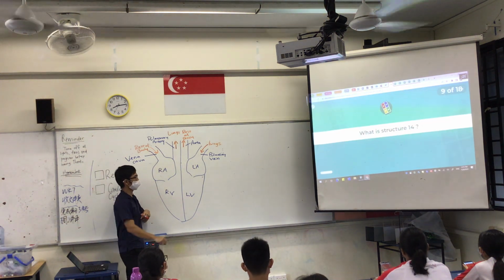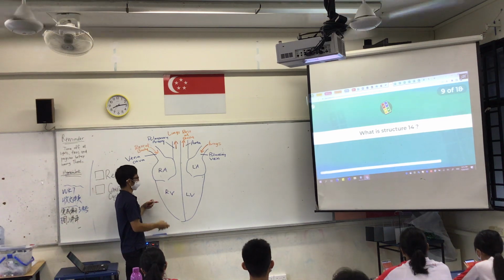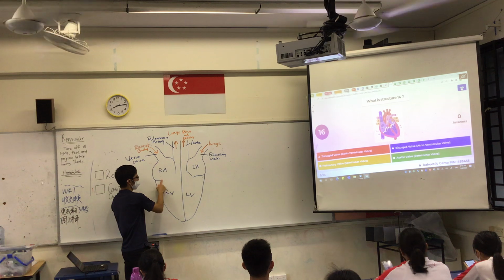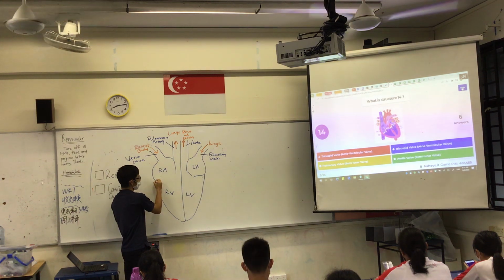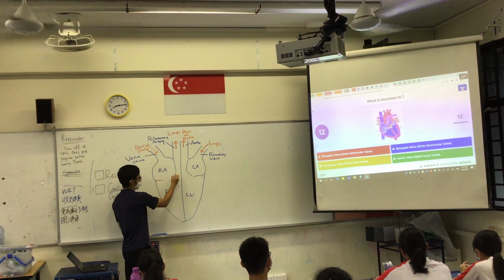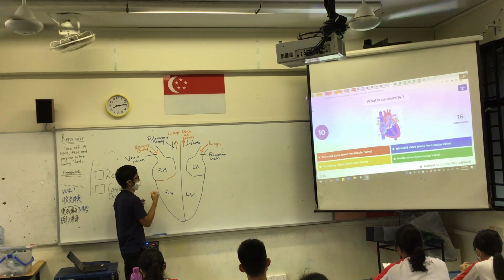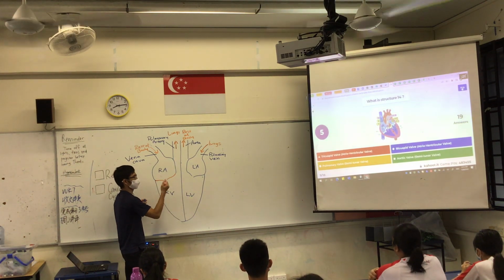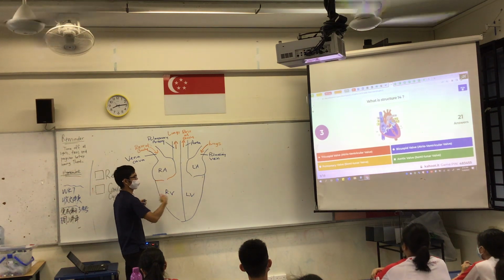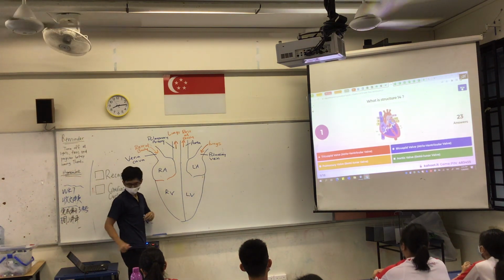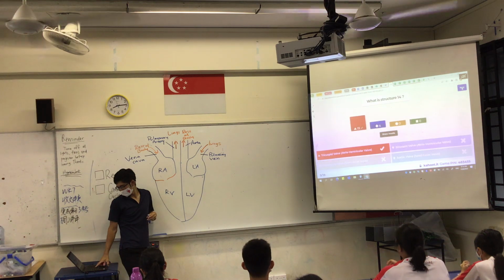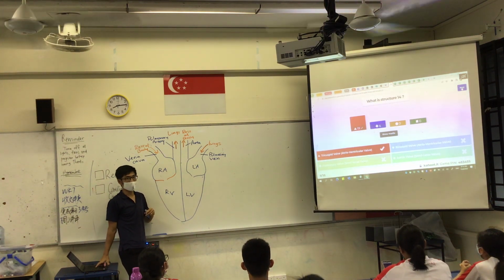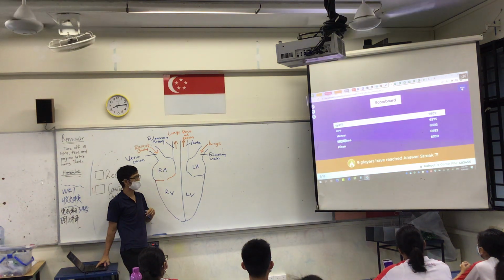Next, the valves. What is this valve over here, separating the right atrium and the right ventricle? So is it tri or bi? Again, the trick here is right side, so tri. We don't want RI, tricuspid valve.